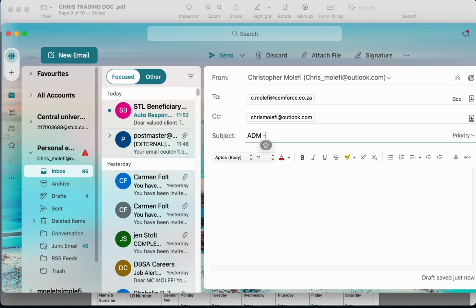ADM Chris Trading document. Write a professional email. Good day, Mr. Molefi. My name is Yamkela Molefi from Chris Trading. We have done our, let's almost say, please do find the attached documentation above or below.